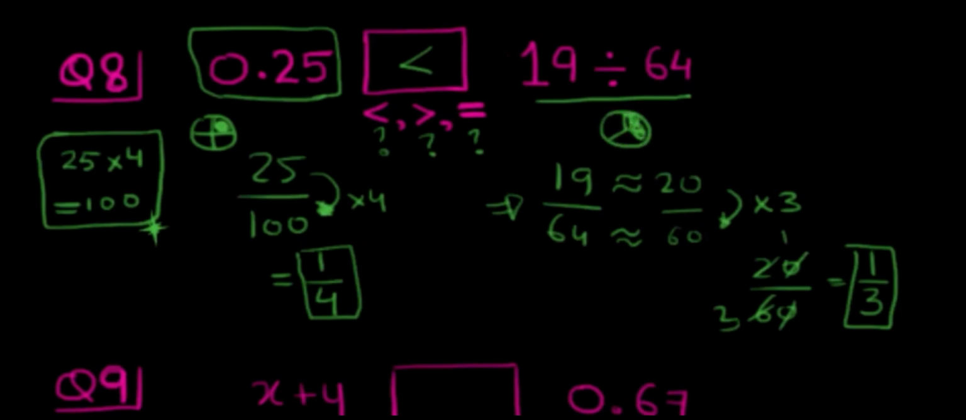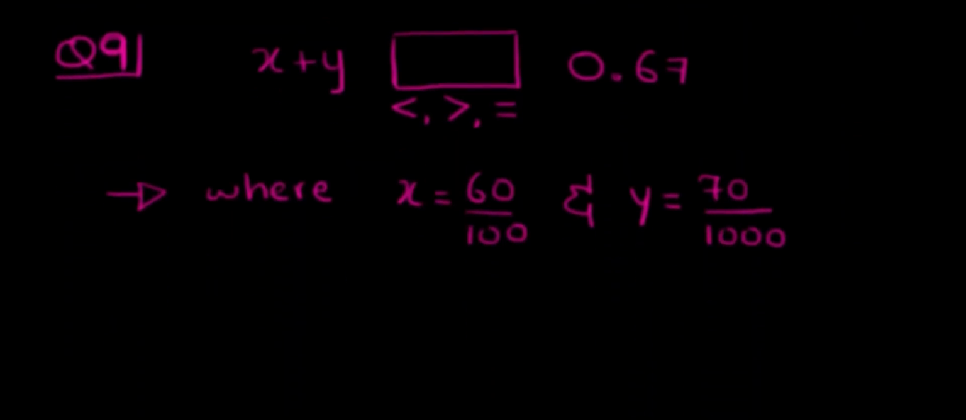So I hope you got the hang of it. Let's go on to the next question. They're saying x and y, the sum of x and y, or 0.67. Which one's greater? Well, x and y is given over here. We can try adding them up.